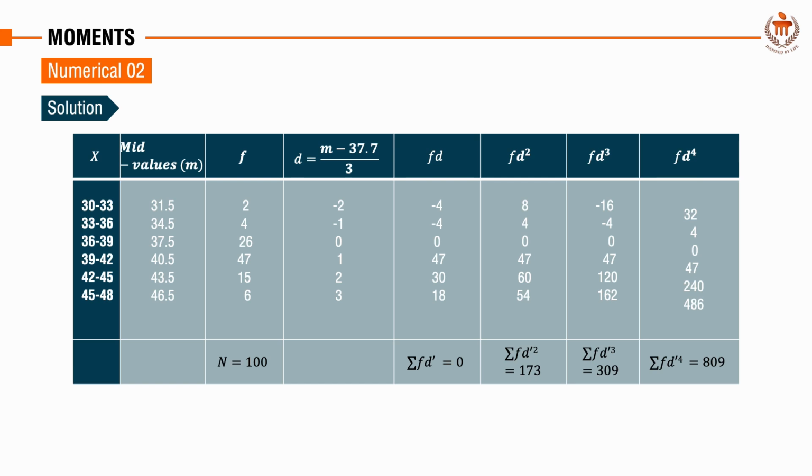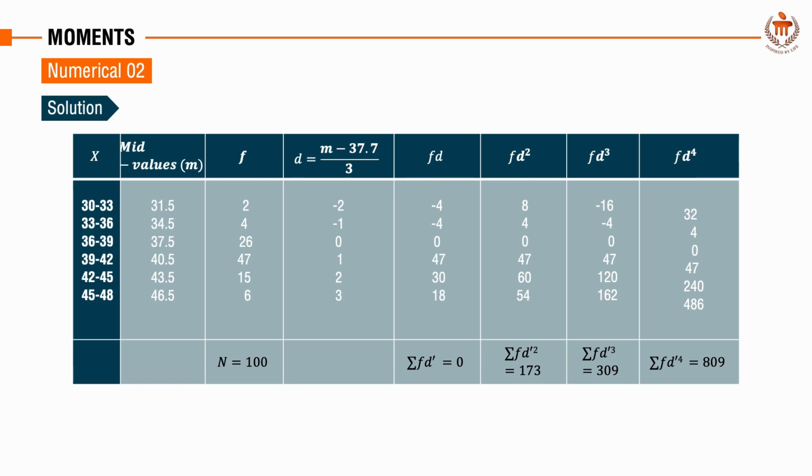Let me open a calculator. 47 plus 30 plus 18, you will get 95. 95 minus 16 is 79. So the value you're getting as the sum of fd is 79. It is not 0, so you can correct that.